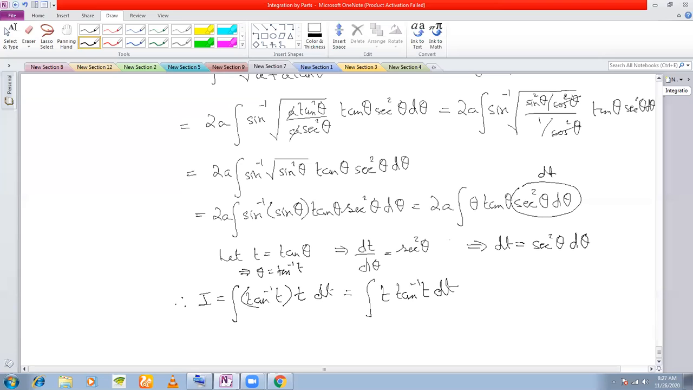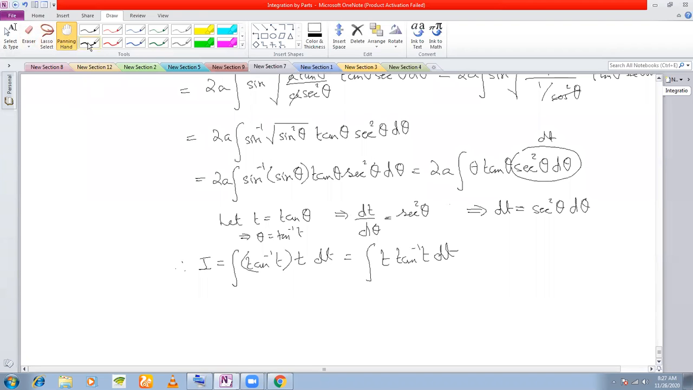Now how do you evaluate this? By parts. Take t as the first function, take tan inverse t as the second function. Let us finish this. We have done most of the part. Let me do it in short, and you can try it in full. First function into the integral of the second function.